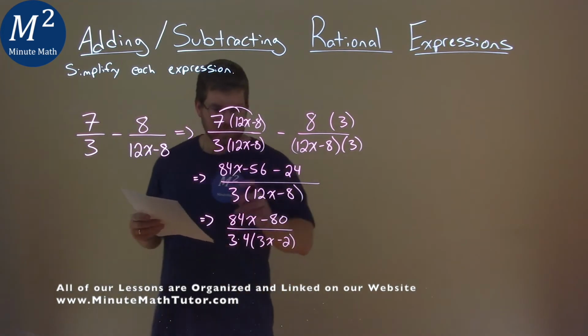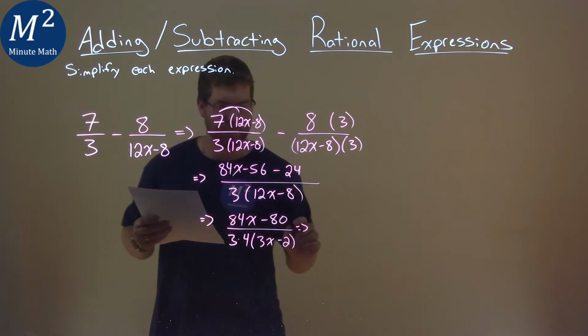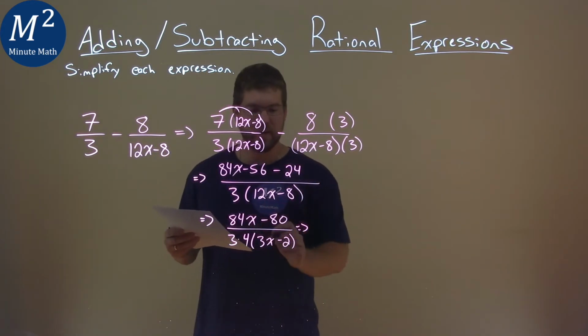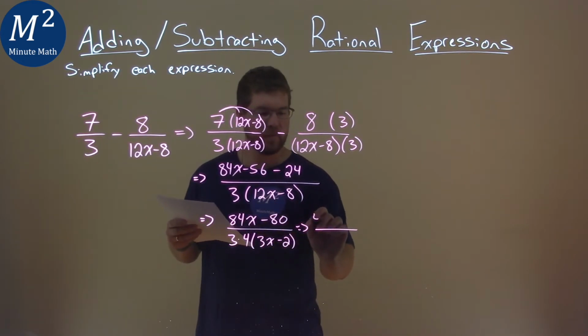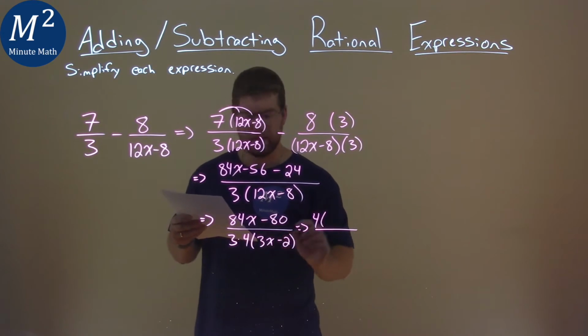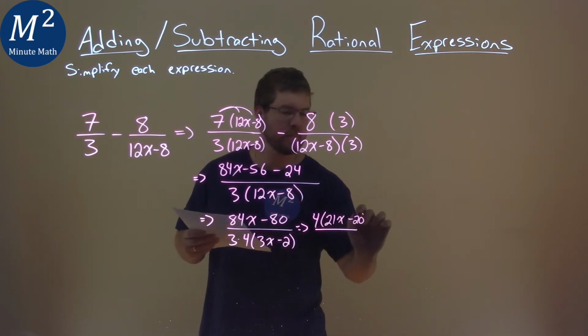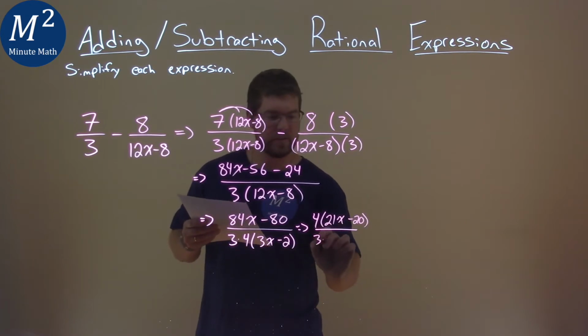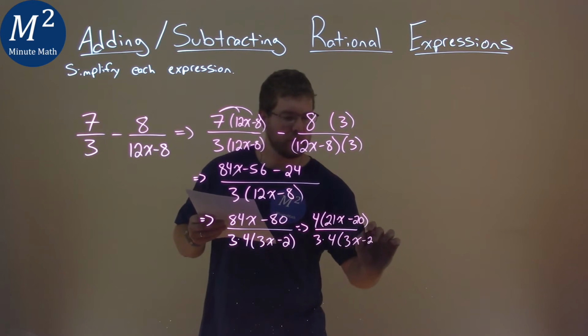Now, we're not done yet. I can put this over here a little bit. We have 84x minus 80, right? That, we can pull out a 4 as well. If I pull out a 4 from the numerator, I'm left with a 21x minus 20 over, again, that 3 times 4 times the 3x minus 2.